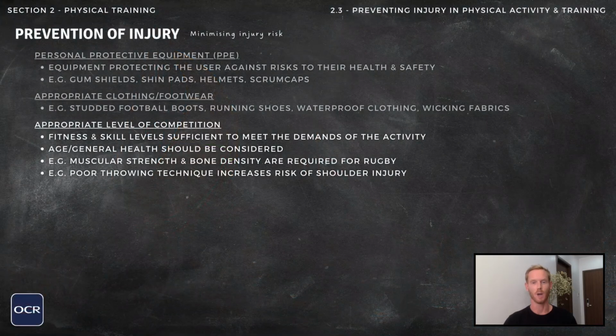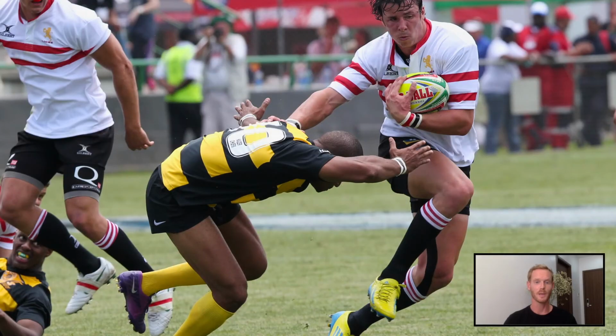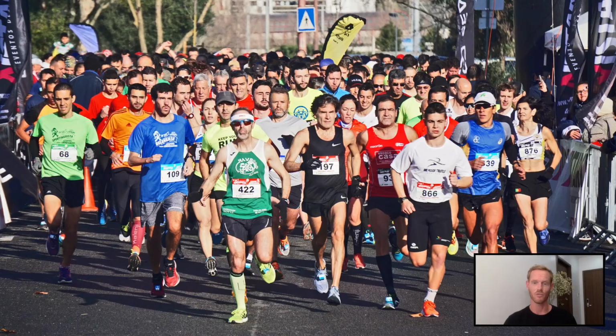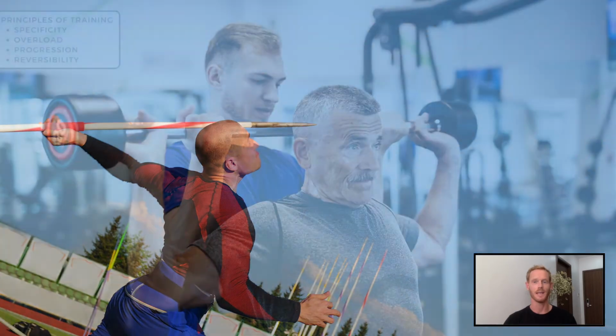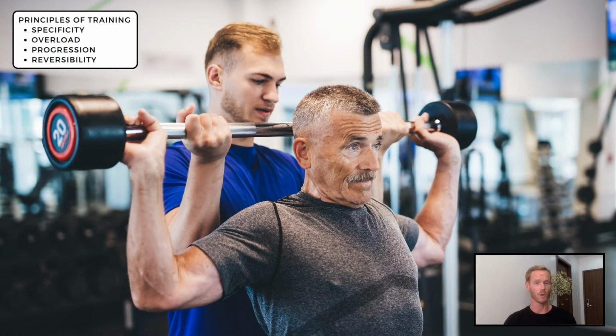The next way of minimising risk is ensuring an appropriate level of competition given a performer's general health, fitness, and skill levels. For example, playing rugby may be inappropriate for someone who lacks muscular strength, and long-distance running may be too demanding for someone with poor cardiovascular fitness. In addition, poor technique may increase the risk of injury when performing actions like throwing a javelin. In any case, an individual should apply the principles of training to ensure they are well conditioned to meet the demands of their chosen activity.